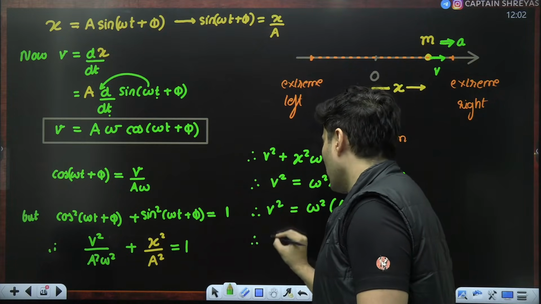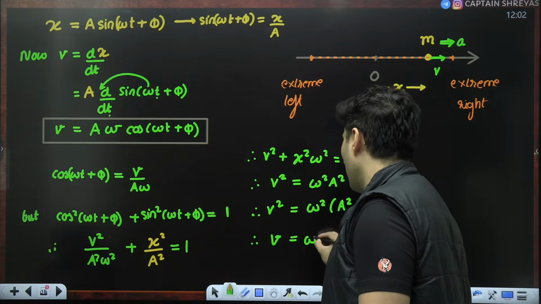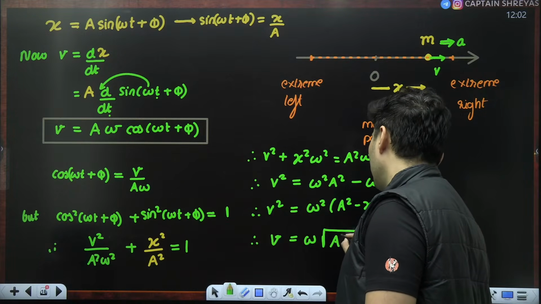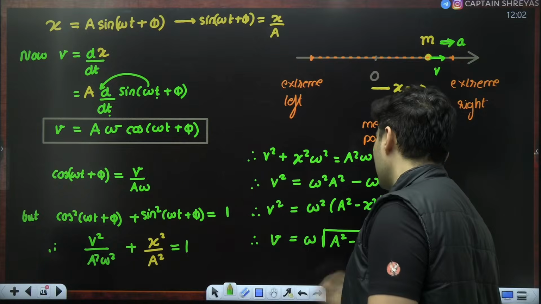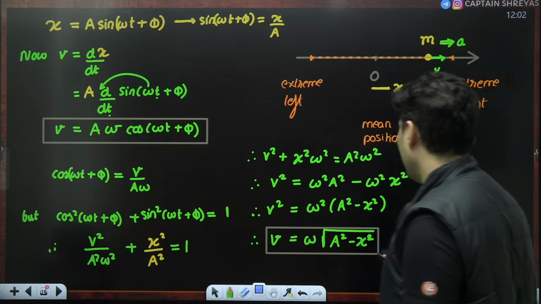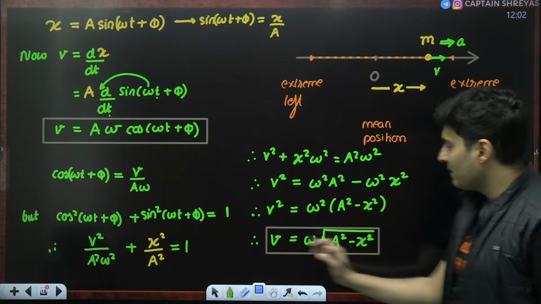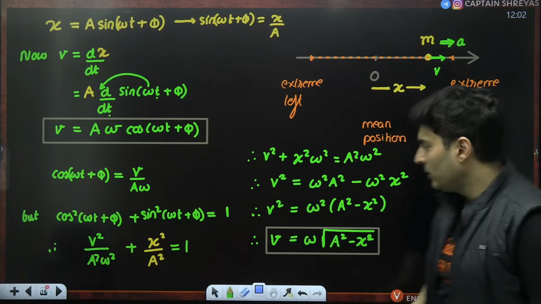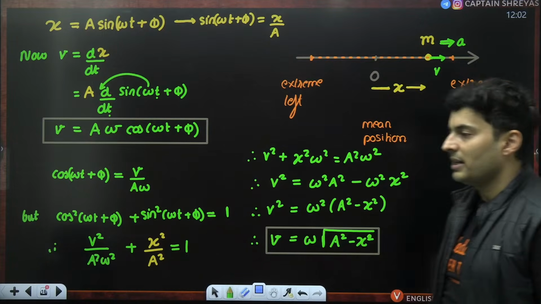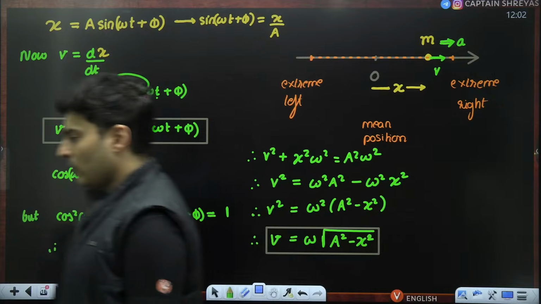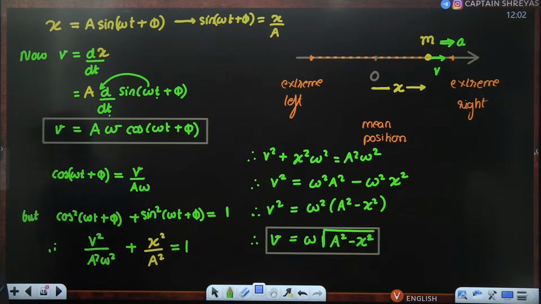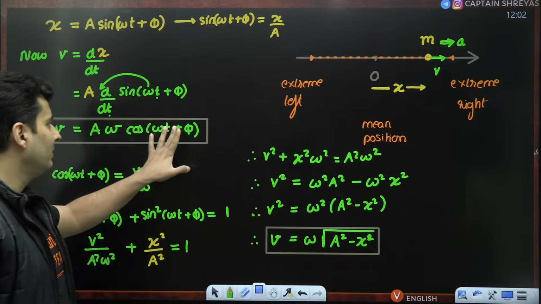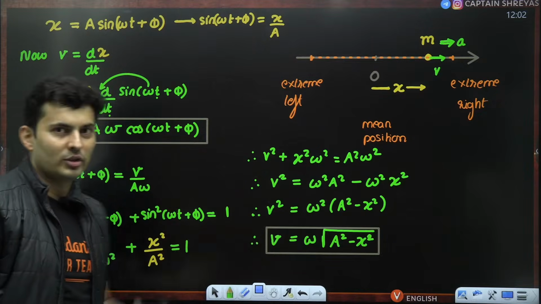Okay, take root on both sides. So velocity will be omega root of a square minus x square. This is another important formula where x is given, velocity can be found. Here time is given, velocity can be found. If position is given, velocity can be found from here. Got it? So it's a very interesting thing over here: how you can relate velocity with time or velocity with position.